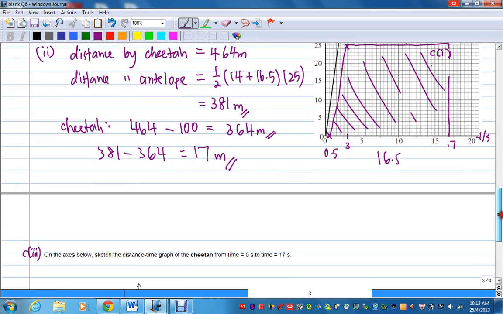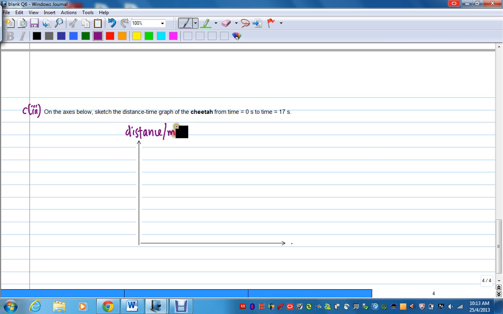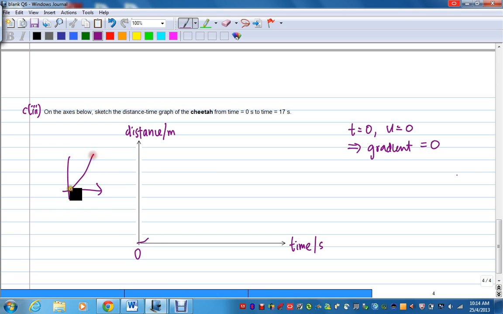Now we move on to part 3, where you are asked to sketch the distance-time graph. So let's label the axes. Distance unit is meters, time units will be in seconds. So at t equals 0 for the cheetah, we know that u equals 0. So this implies that the gradient initially should be 0. So at time t equals 0, the gradient here should be 0. You can't draw your graph starting like this, because the gradient here is not 0. You have to draw a gradual one like this, where the gradient here is 0.